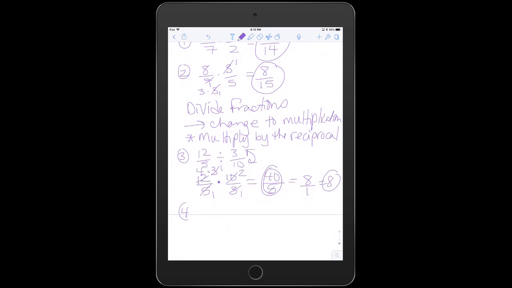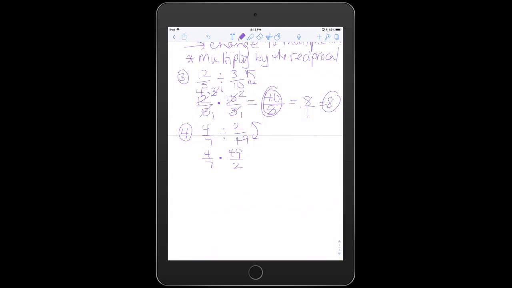All right, last example. Let's do one more. So if I have 4 over 7 divided by 2 over 49. So again, we're going to leave the first fraction alone. Change your division to multiplication. This guy gets flipped, 49 over 2. So you probably see that we have some common factors here. So if I think about the 4 as 2 times 2 over 7, and I can think about 49 as 7 times 7 over 2, so I just rewrote them as factors.